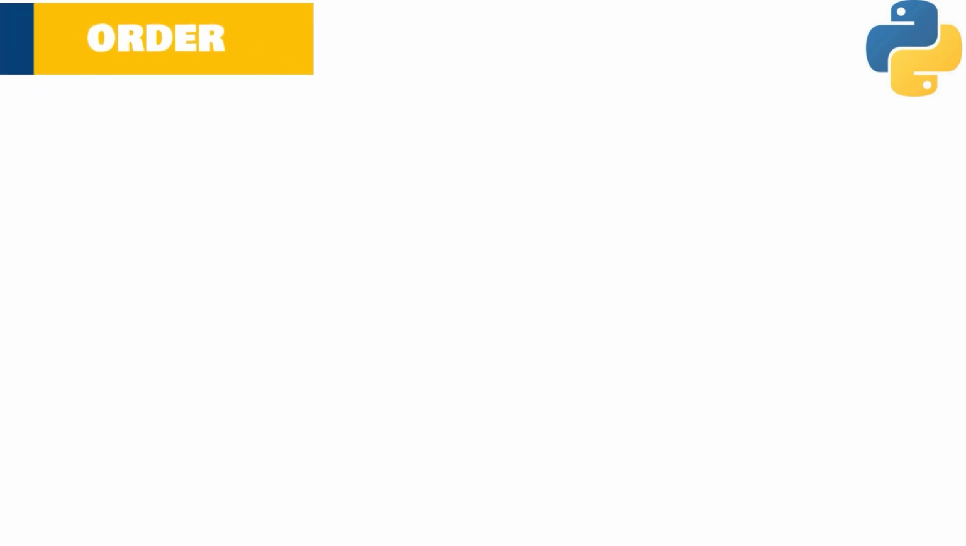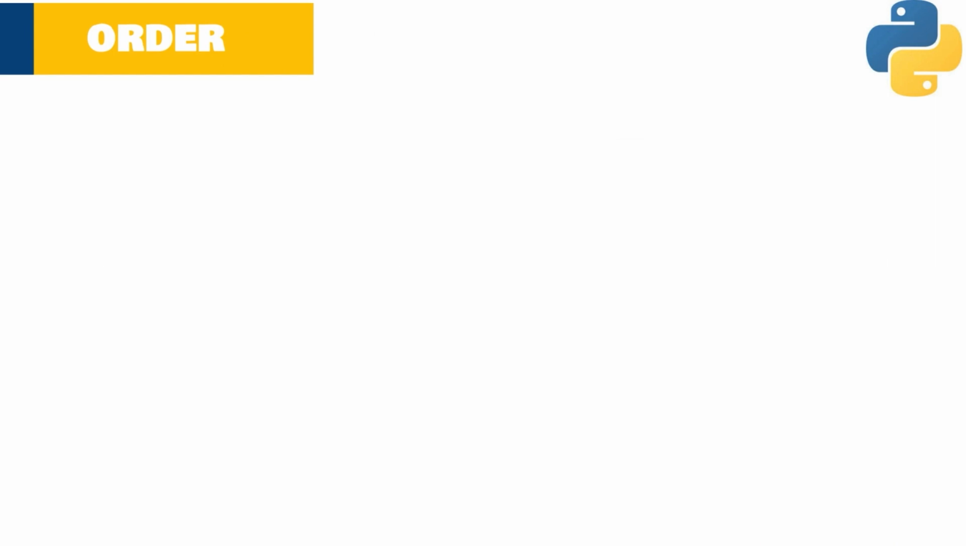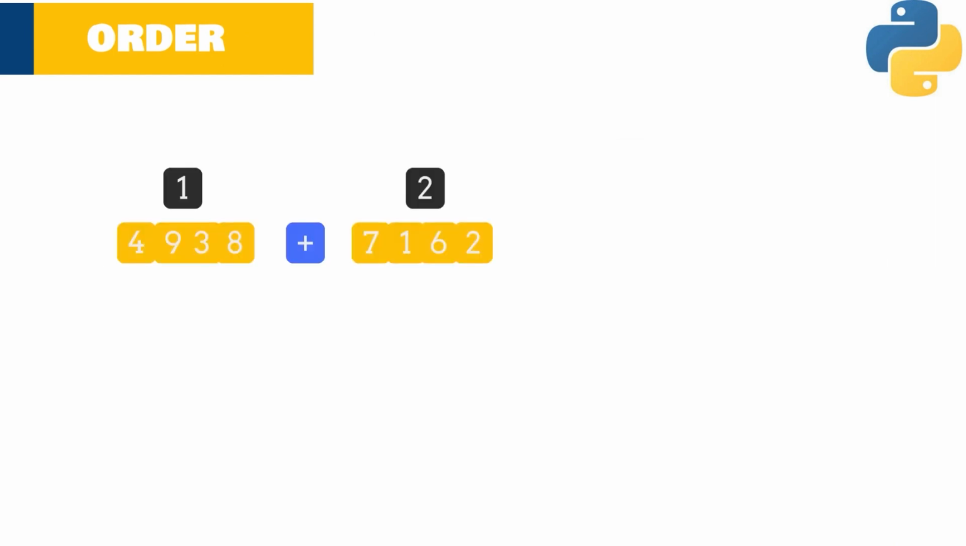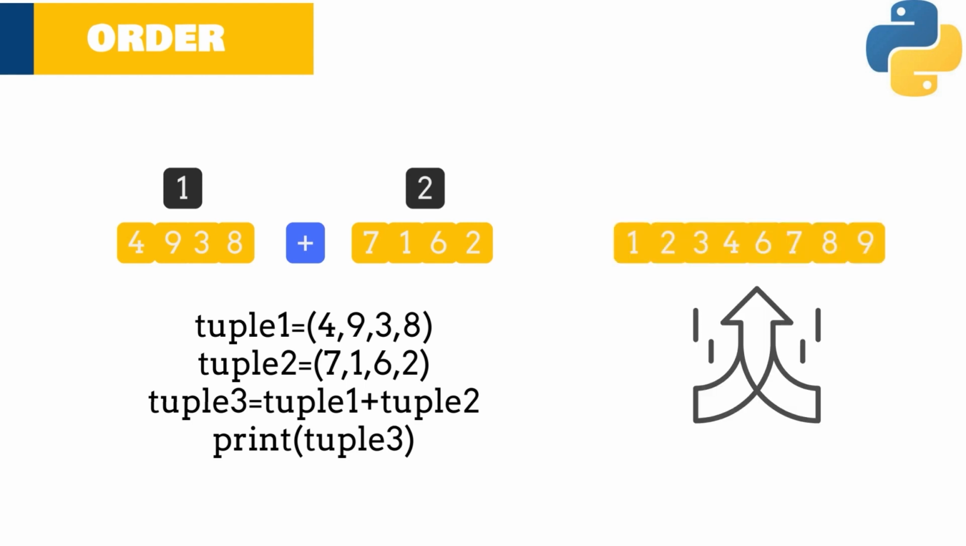And also tuple items are ordered. When we say that tuples are ordered, it means that the items have a defined order, and that order will not change. Here we use the join method to join two or more tuples, and you can use the plus operator to join tuples. We have two tuples, so the join method takes all items in an iterable and joins them into one string. Now look at the tuple. The items are updated in sorted order.